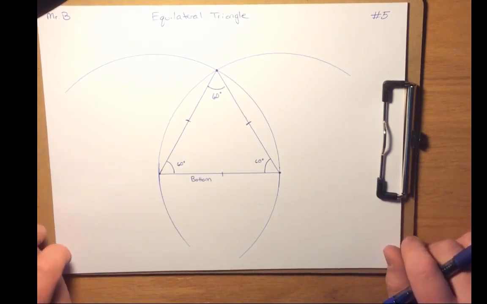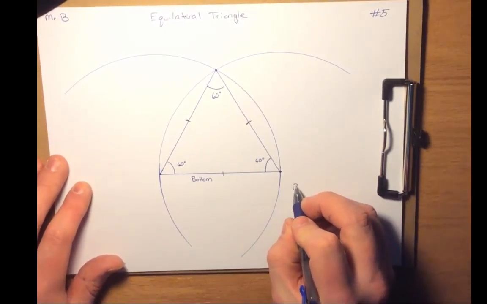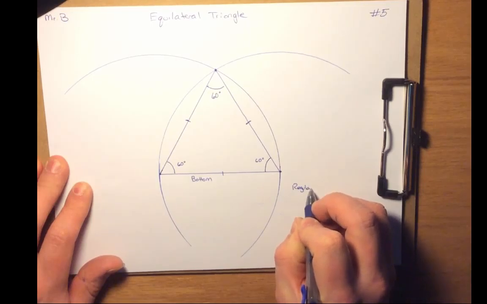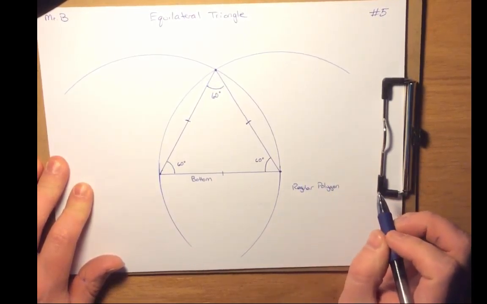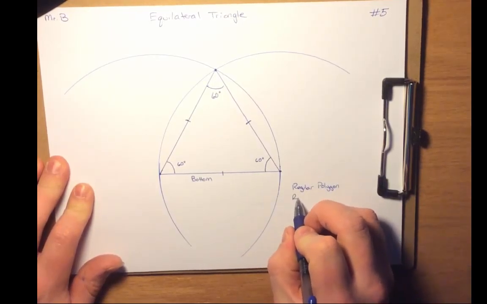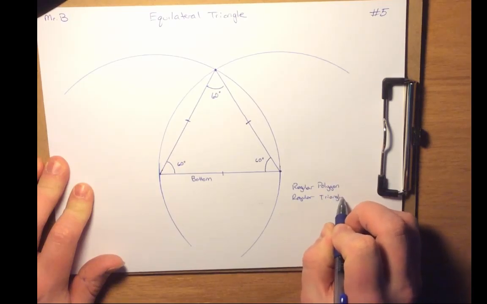And because all the angles and all the sides are the same, this is also considered a regular polygon, or we could say a regular triangle.